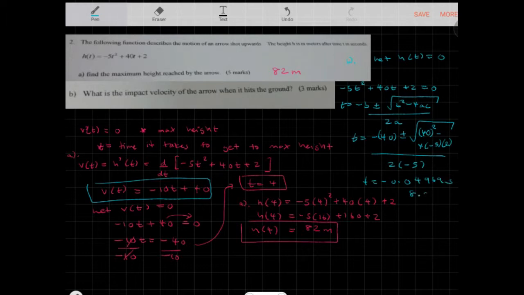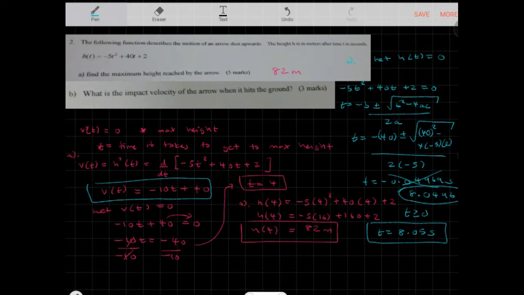If you punch this out, you get two values: t is equal to negative 0.0496 seconds, as well as 8.0496. Because t has to be greater than or equal to 0, we can't include the negative value, so I'm just looking at 8.0496. I'm going to round that to 8.05 seconds. This is the time it takes for the arrow to hit the ground.